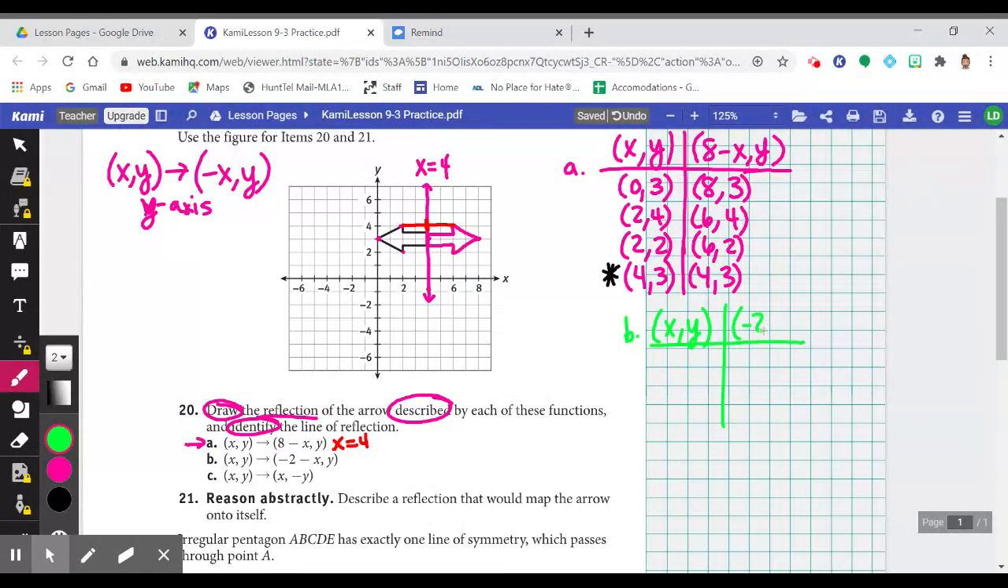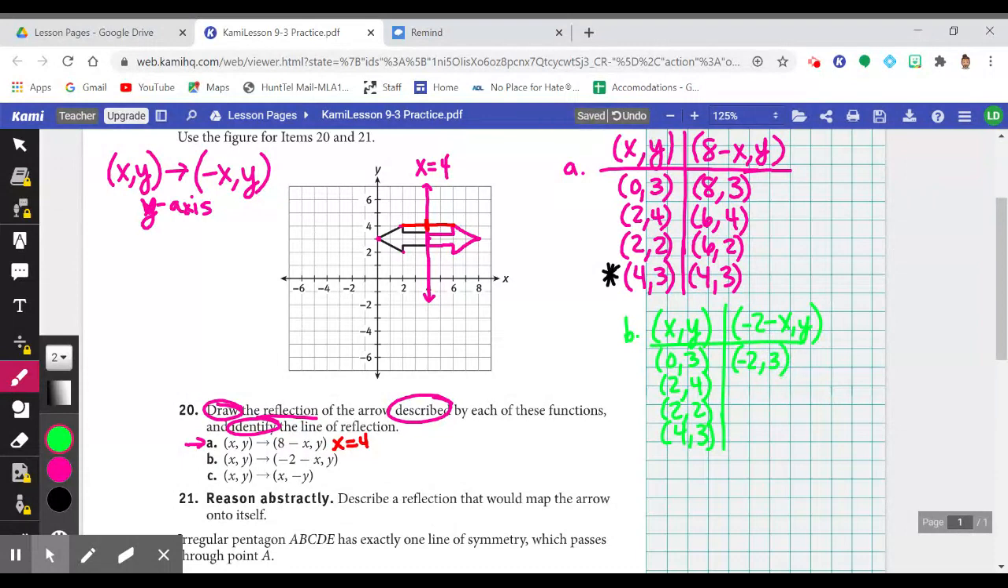Negative 2 minus x comma y. So we're going to use the same pre-image points here: 0, 3, 2, 4, 2, 2, and 4, 3. Now we're using this new function. It tells us to take -2 and subtract x. So -2 minus 0 will be -2 still. Keep y the same, so it'll be -2, 3.